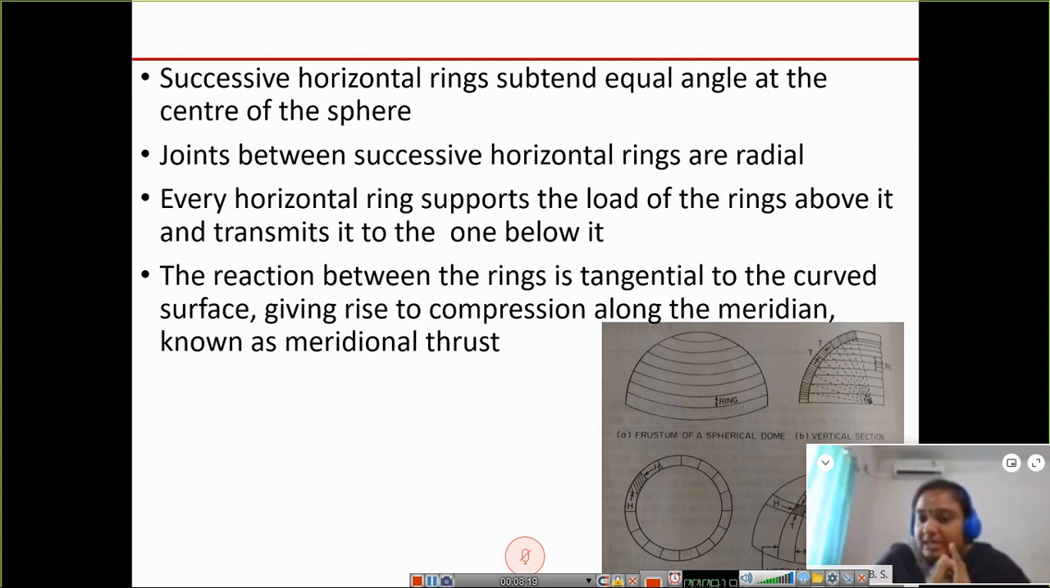The first type of stress we are talking about in a dome is the meridional stress, which is happening in the tangential direction, tangential to the curved surface, and this is happening because of the weight of the rings, and this is giving rise to a compression along the meridian, which is known as the meridional thrust. I hope that is clear. So the first kind of stress we talked about was the meridional thrust.